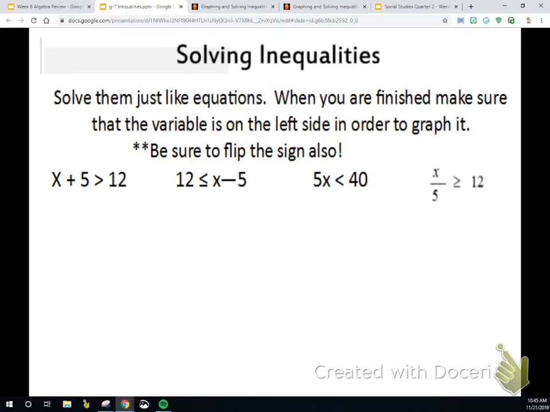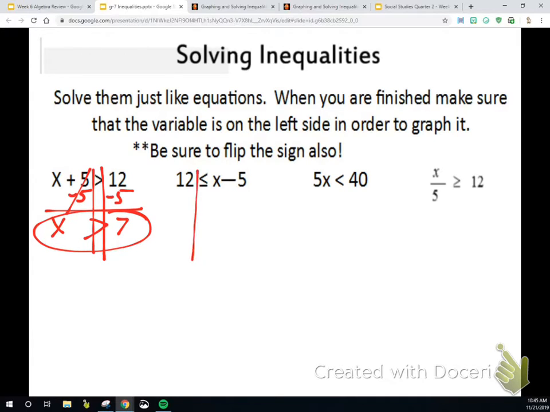So our first step, just like with the equations, is to line up our equal sign. And on this one, what are we going to do first? Subtract 5 from each side. X, cross that out, is greater than 7. Okay, that's it. That's all there is to it. Okay, next one, line up our inequality. And we have x minus 5, so we're going to add 5 to each side. So we have x, that, and then 12 plus 5 is 17.